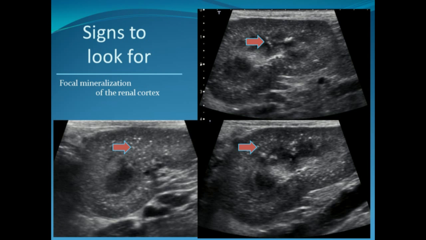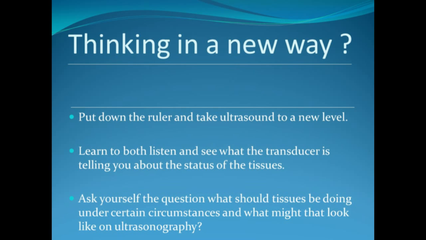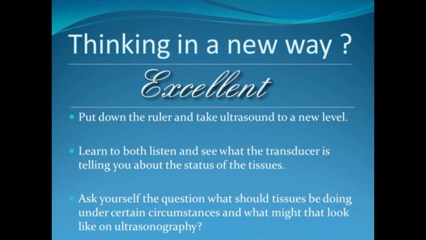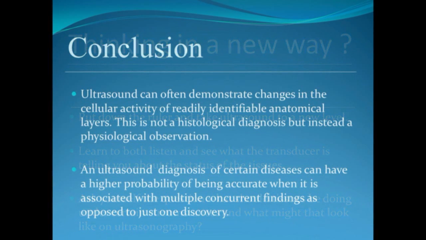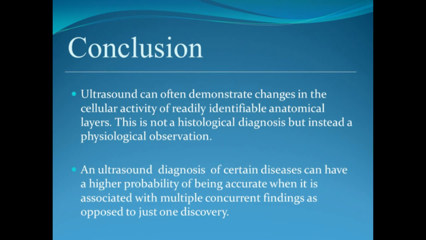an eye on. So if we're thinking in a new way, let's put down a ruler and take the ultrasound to a new level. Let's learn to listen to what the transducer is telling us about the status of the tissue, and ask yourself the question, what should the tissues be doing under certain circumstances, and what would that look like on ultrasonography? In conclusion, ultrasound can demonstrate changes in cellular activity of readily identifiable cellular layers. It's an interesting way of looking at things. An ultrasound diagnosis of certain diseases can have a higher probability of being accurate when it is associated with multiple concurrent findings as opposed to just one discovery.